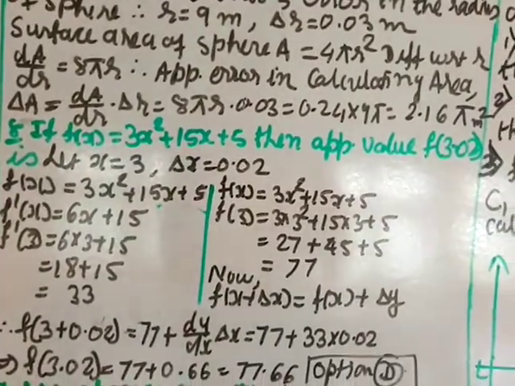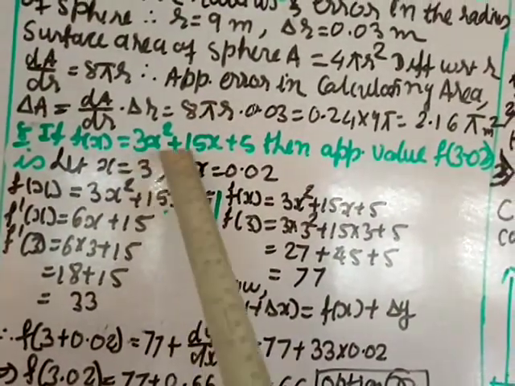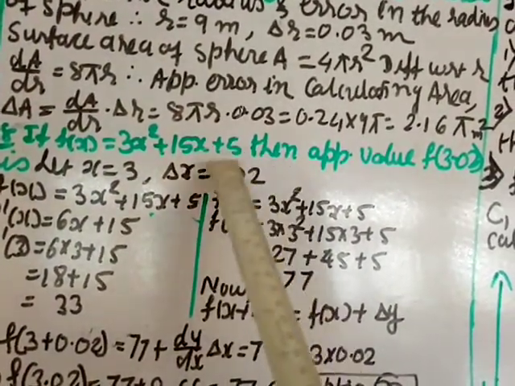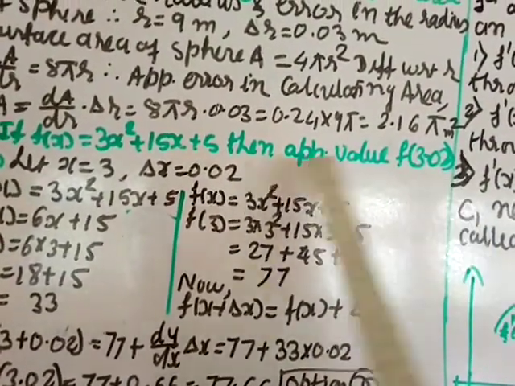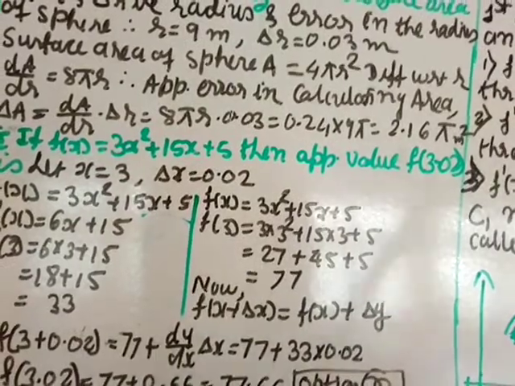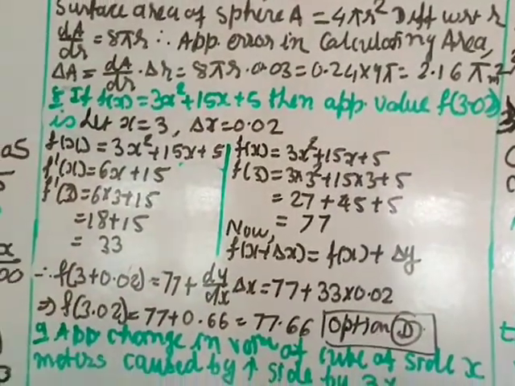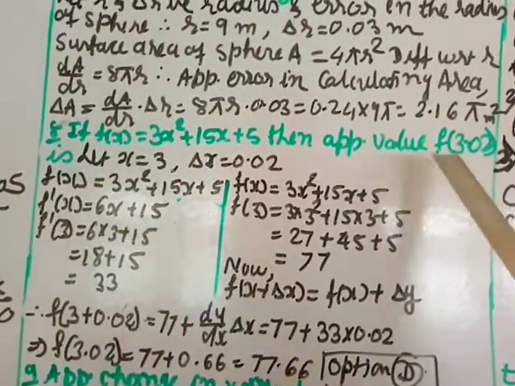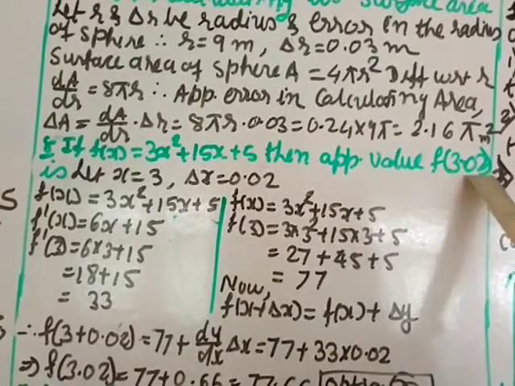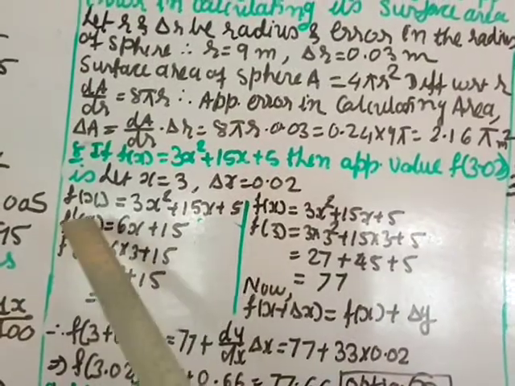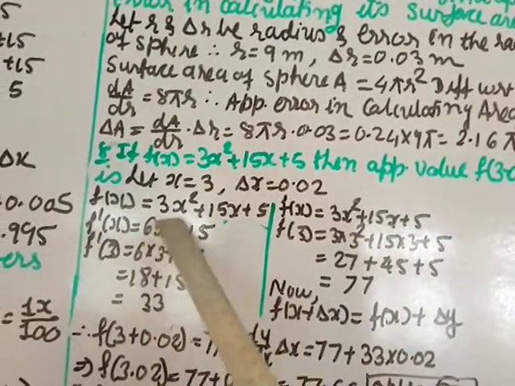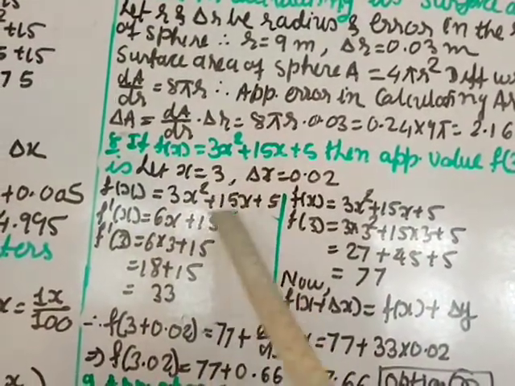Question number 8. If f of x equal to 3x square plus 15x plus 5, then approximate value of f of 3.02 is, and they have given options, choose the correct one. So I'll take x equal to 3 and delta x equal to 0.02. From this, what is given and what approximate value we have to find. Then f of x is this, differentiate first. So 3x square derivative is 6x, 15x derivative is 15.